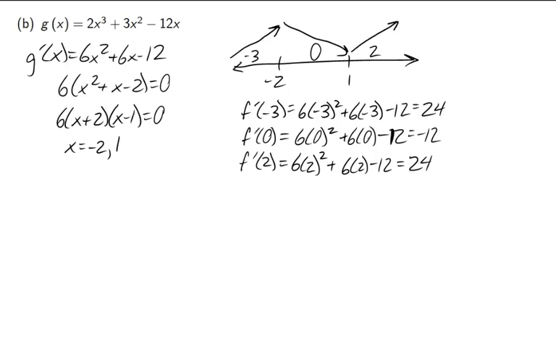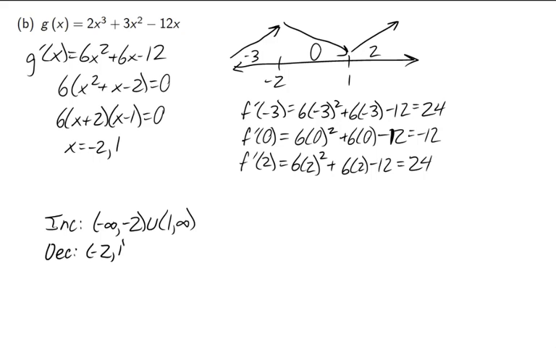Now, let's write down our answer. Increasing happens everywhere where I got a positive derivative. Negative infinity to negative 2, union 1 to infinity, and decreasing occurs from negative 2 to 1.